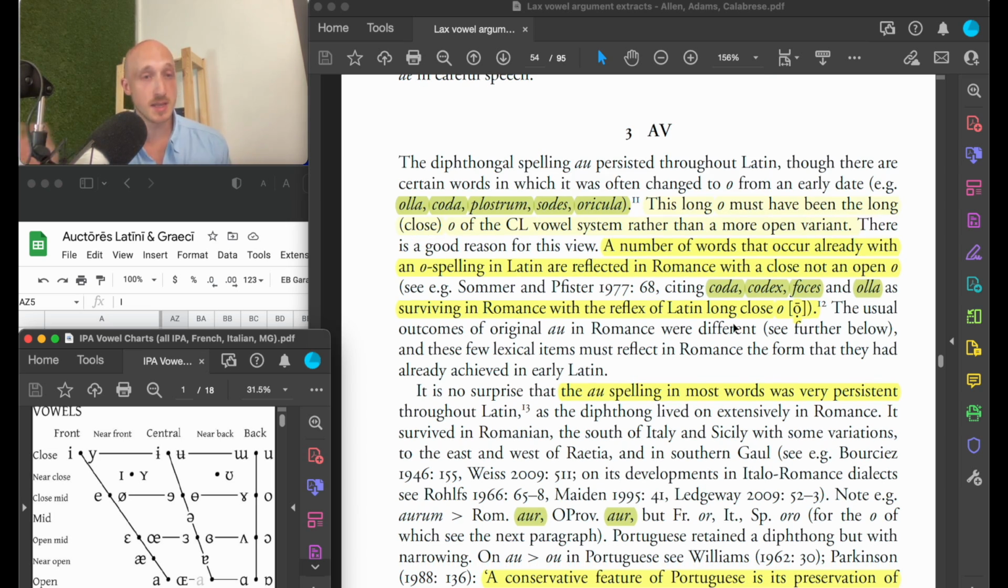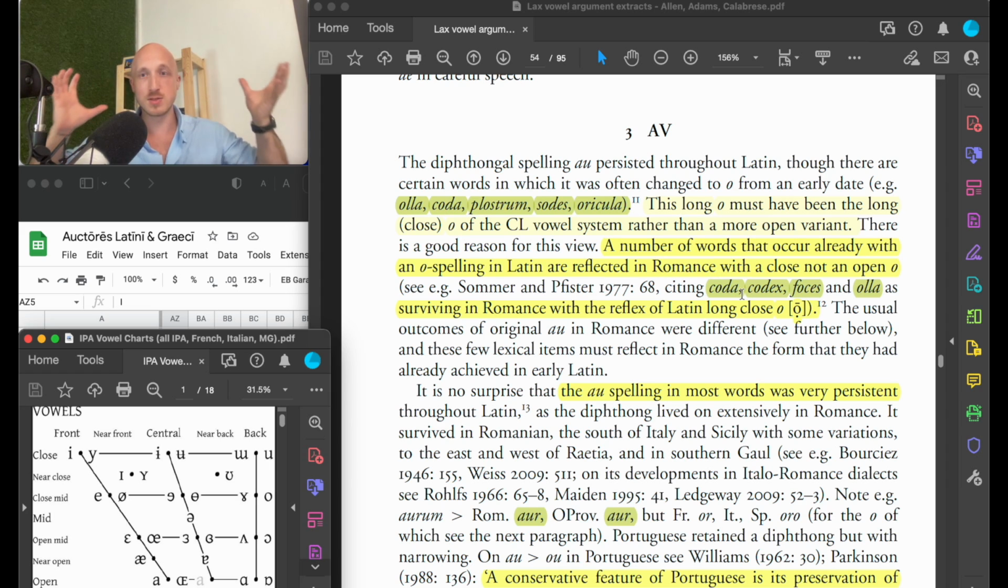So a better explanation of this, which we'll see when we get to Calabrese, is that the Latin long O was probably just a true mid O, or maybe even an open O. It didn't have to be closed at all. And the reason is that this very import would provoke the creation of a new vowel. At least that's more likely, rather than simply merging together like this, especially when we get coda in modern Italian.